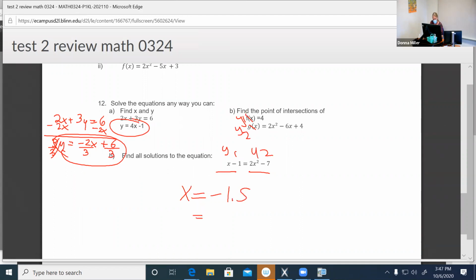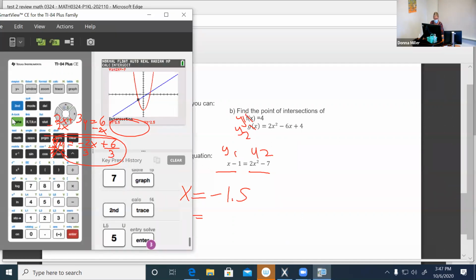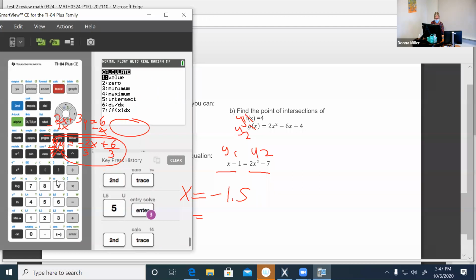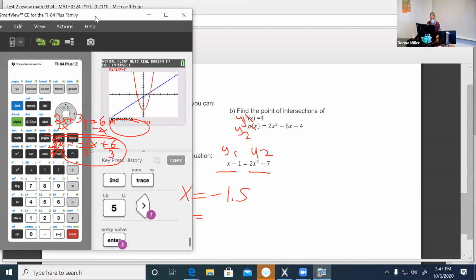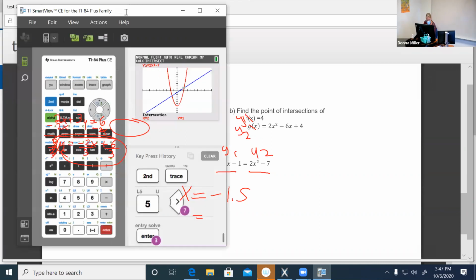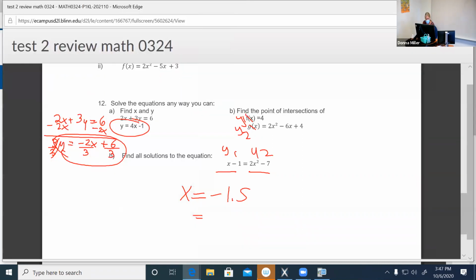And I also have another one to find. There's two intersections. I do the same thing. Second trace 5. Move it up to this guy. Press enter 3 times. And we get 2. All right. So my other solution is 2.